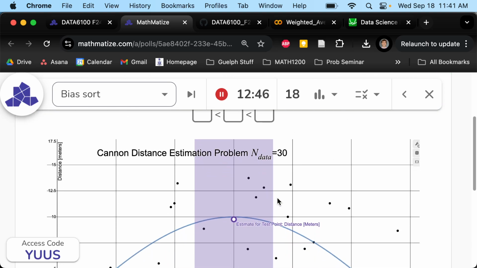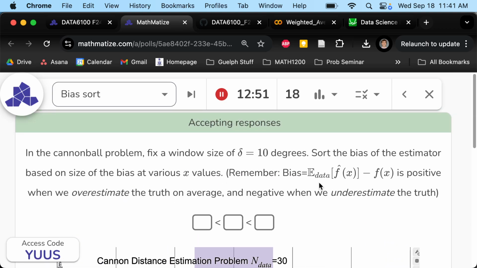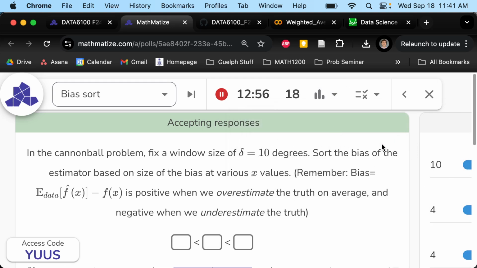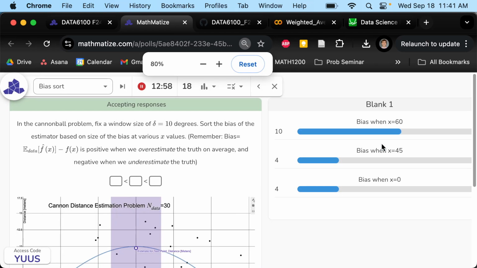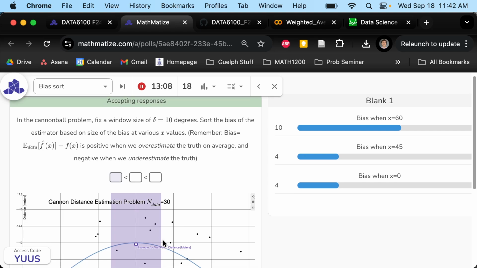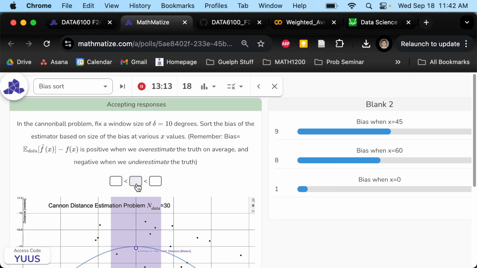And I asked you to sort the bias at 45 degrees, 60 degrees, and 0 degrees from largest to smallest. Let's see what you said. All right, blank 1, this is the smallest value. Most people put bias when x equals 60. So people think the bias at x equals 60 is the smallest. Then in the middle, pretty split between 45 and 60. And then the biggest one is when x equals 0.